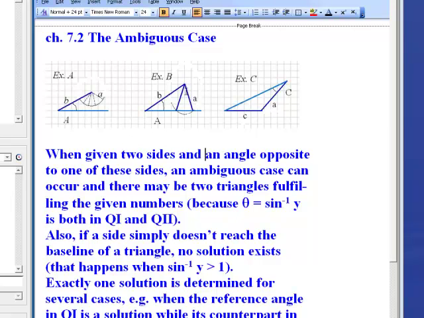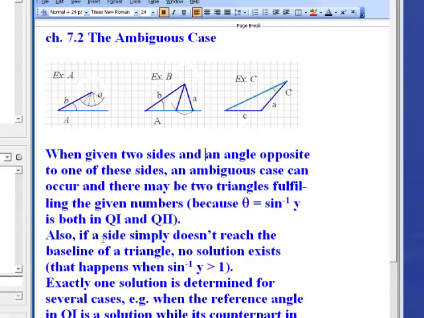And as you can see here, when I go down here from A, it can hit the baseline right here, or it can hit it over here. Both triangles are permitted. And that happens because the angle theta, when we take the inverse sine, going through the law of sines, that angle theta will be the reference angle in quadrant 1, but of course it exists also as a positive number in quadrant 2. And as I said, we'll come across it in example B.